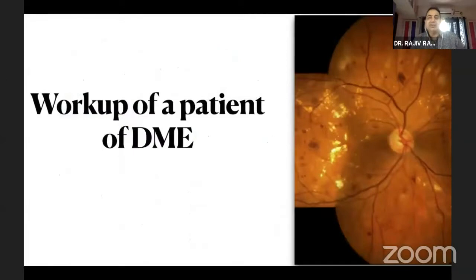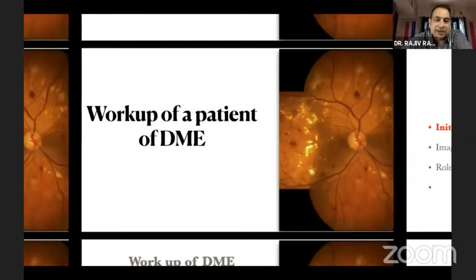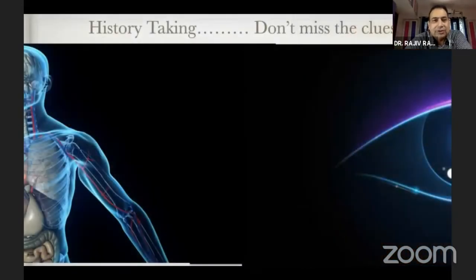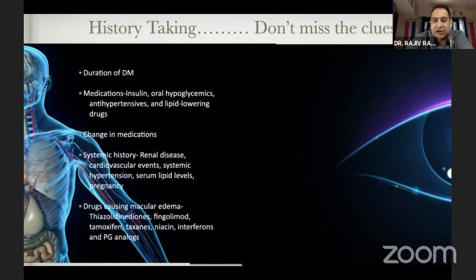Coming to the second part of my talk, on workup of a patient of diabetic macular edema, I'll be talking about initial workup, very short. Already Vasumati has covered beautifully the role of imaging and OCT, I'll just touch shortly on that too. So history taking is a very important step whenever you are dealing with diabetic macular edema, and there are a lot of clues which you get.